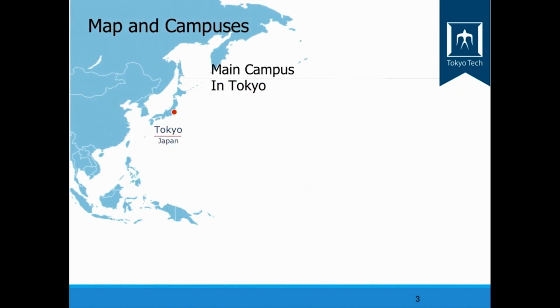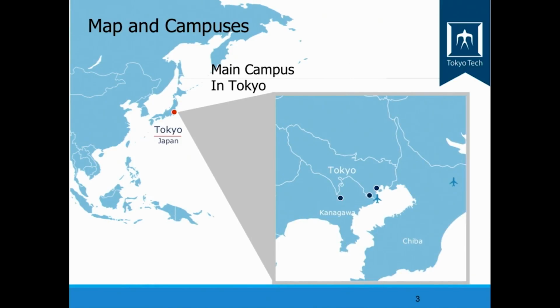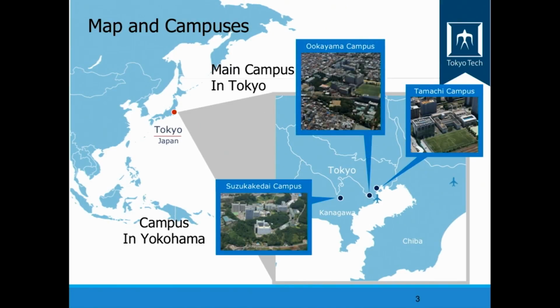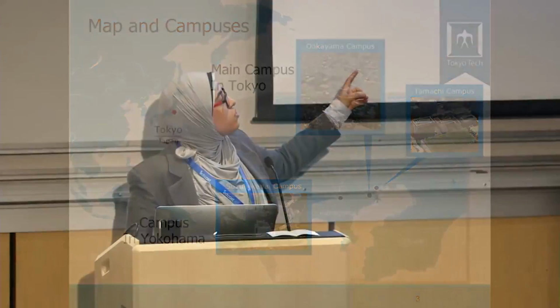So first of all, TokyoTech. TokyoTech is in Tokyo, Japan, obviously, as it's called TokyoTech. There are 3 campuses. The main campus is in a place called Okayama. It's a big campus. There is another campus in Yokohama called Suzukakedai. Do you know Yokohama? It's very popular in Japan. And there is a new campus called Tamachi. It's a very new campus, so it's very small.